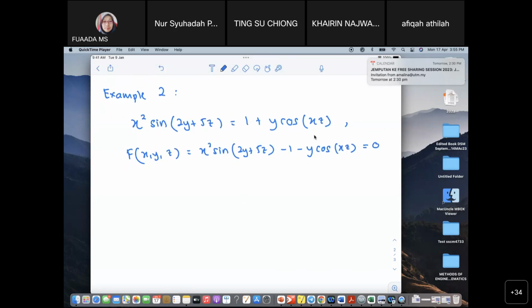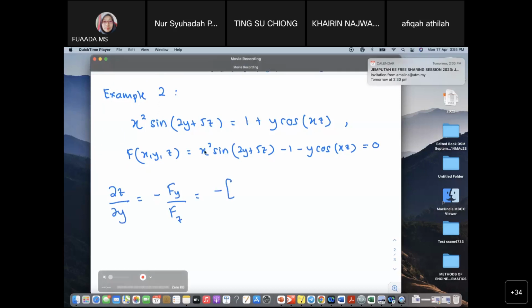Alright. Since they ask you to find del z del y, the formula is negative fy over fz. So we find the partial derivative of the f that we have here with respect to y. Okay, differentiate with respect to y, with x constant and z constant. So look for where the y is. Okay, y is inside the sin, so you have to differentiate the sin. X here is constant, so you don't need to implement the product rule.